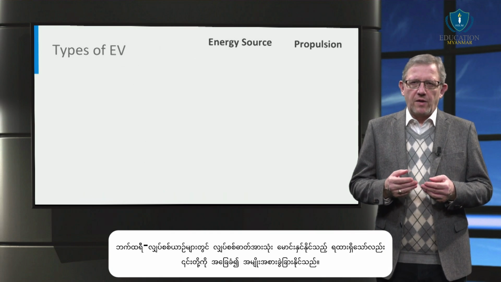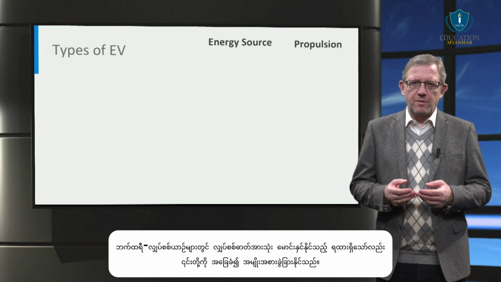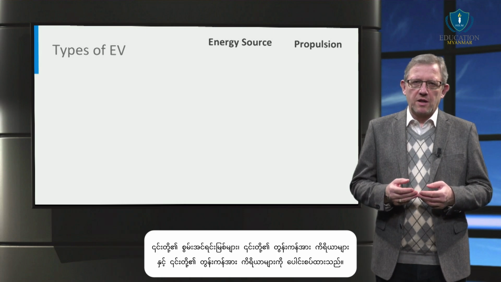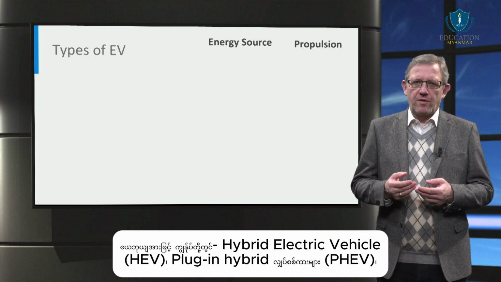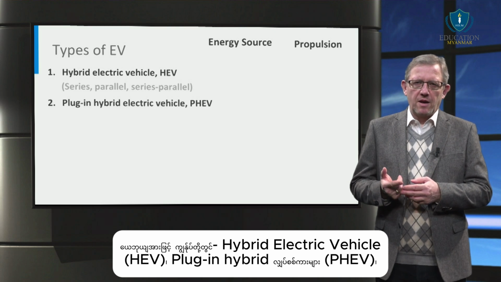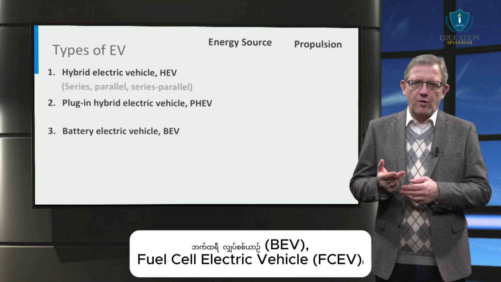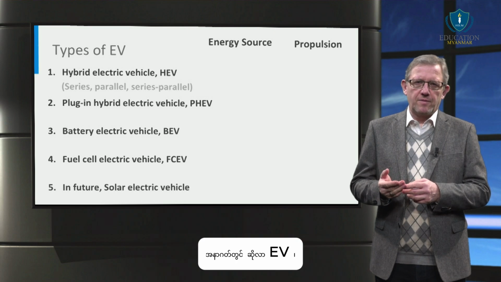While electric vehicles have an electrified drivetrain, they can be classified based on their energy sources, their propulsion devices, and how their propulsion devices are hybridized. In general, we have the hybrid electric vehicle, plug-in hybrid electric vehicle, battery electric vehicle, fuel cell electric vehicle, and in the future, the solar electric vehicle.